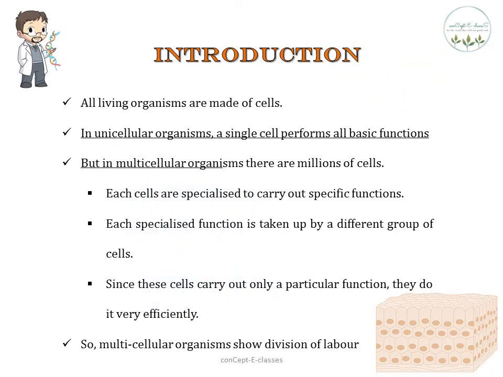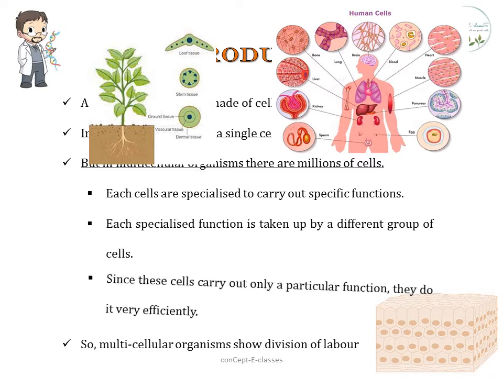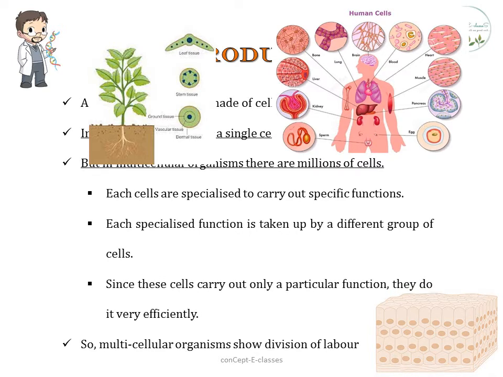Whereas in multicellular organisms, there are millions of cells. Each cell is specialized to carry out specific functions, and each specialized function is taken up by different groups of cells. That is, there are different groups of cells that perform different functions, and since each of these cells carries out only a particular function, they do it very efficiently.